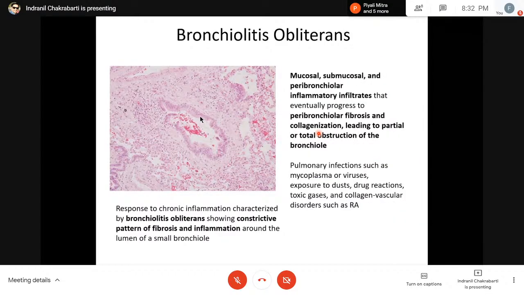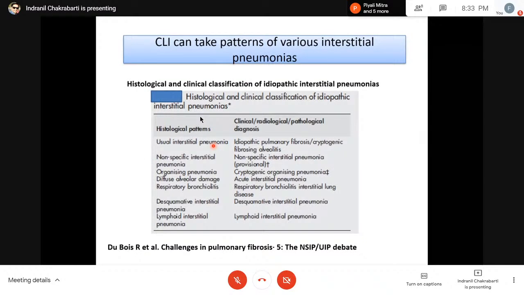So BOOP has been separated into the bronchiolitis obliterans feature and the organizing pneumonia feature. Now what are the bronchiolitis obliterans features? There is peribronchiolar fibrosis and collagenization leading to partial or total obstruction of bronchioles. So in bronchiolitis obliterans, the bronchioles get obstructed by the inflammation and peribronchial fibrosis and collagenization. So we have talked about bronchiolitis obliterans, and we have talked about DAD and organizing pneumonia.